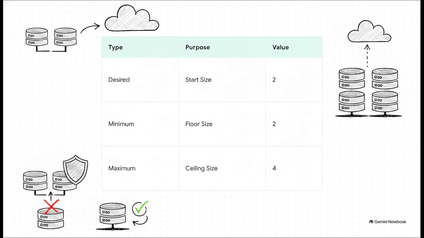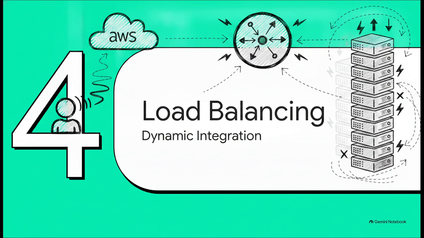During that time, your users are getting request timeouts. By setting the minimum to 2, if one fails, the backup just seamlessly handles the load while the new one is being built. That brings us to step 4, load balancing and integration.